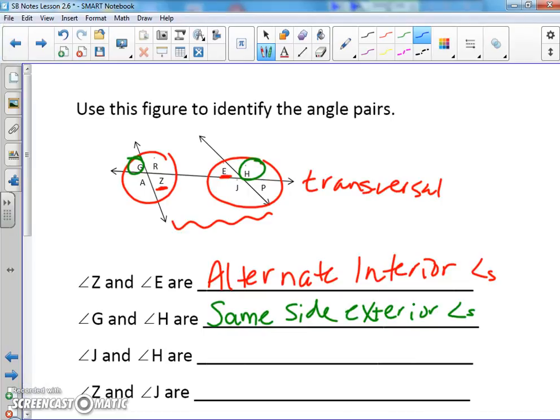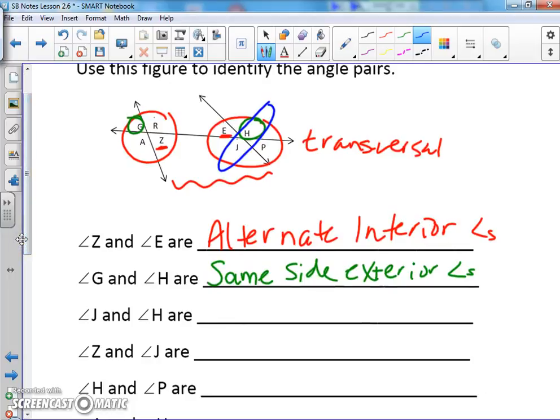The next one is J and H, and if you notice, those two are within a single cluster, which means they are restricted to either a linear pair or vertical angles. Since they only share a vertex and they're formed by intersecting lines, these are going to be vertical angles.